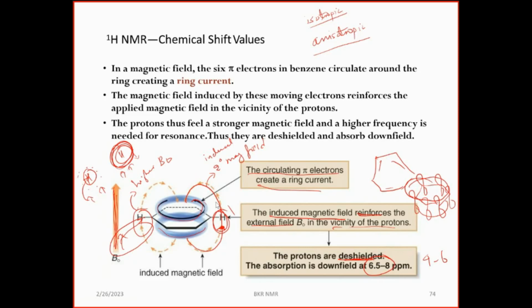Did everyone understand this point? So benzene has a ring current. That ring current creates a secondary field. That secondary field reinforces the external field near the proton. So this orange color is the secondary field. It reinforces with the external field near the proton. Therefore, the proton experiences more field. It gets de-shielded.